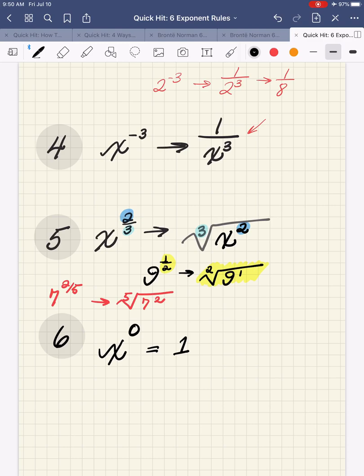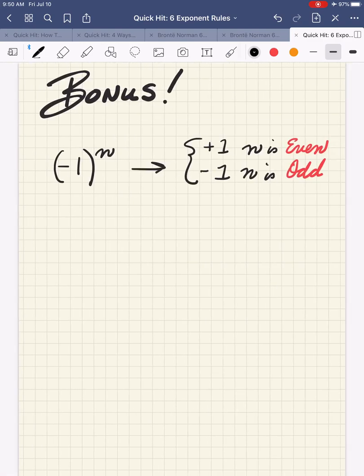But, because we care about you here at Mighty Prep, we have a bonus! A bonus rule. Simmer down now. It's coming at you. Rule number 7, our bonus, which is if I take -1 and I raise it to any even power, it's going to be equal to +1. But if I take -1 and I raise it to any odd power, it's going to be equal to -1.